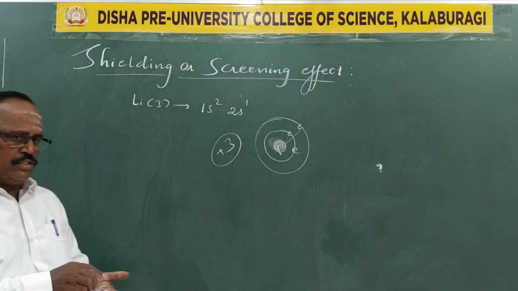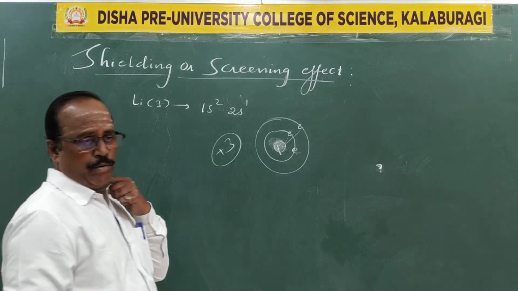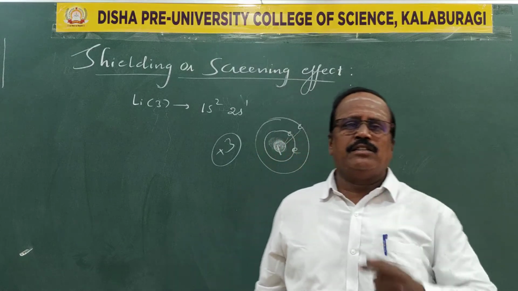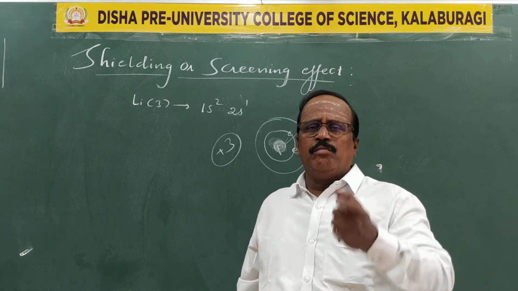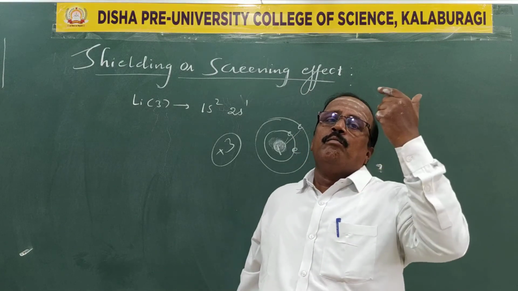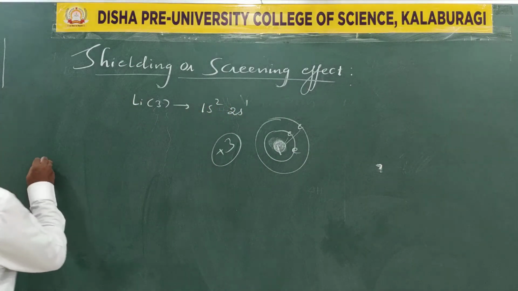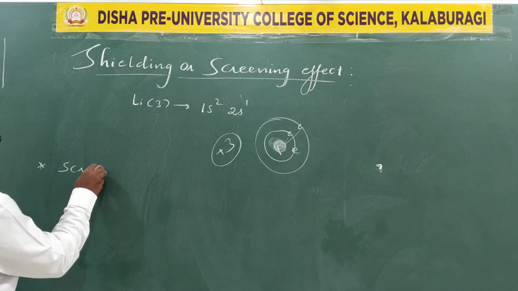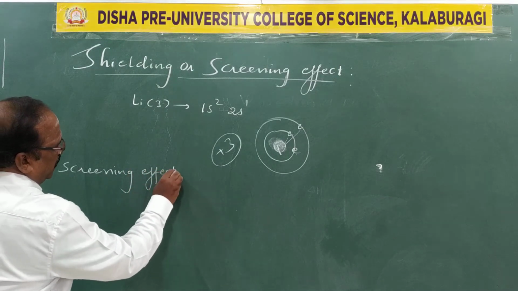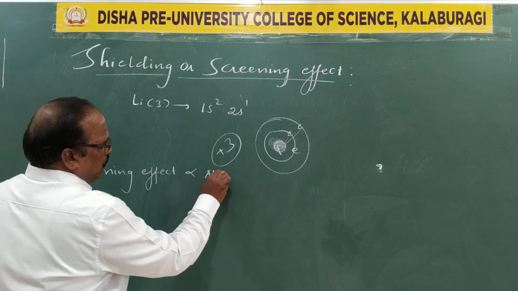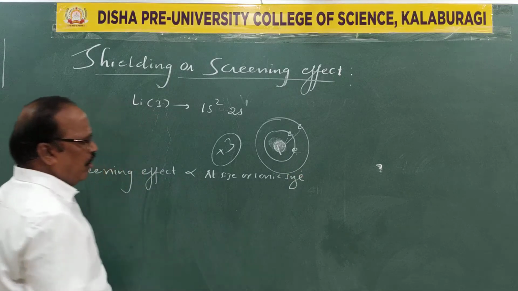Remember, the shielding effect or screening effect is directly proportional to atomic size. Larger the atomic size, more is the ionic size, more is the ionic radius, more will be the screening effect, more will be the shielding effect. I write here: screening effect or shielding effect is directly proportional to atomic size or ionic size.